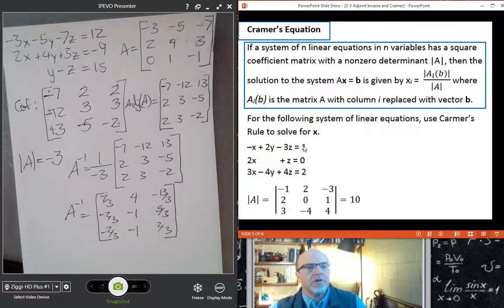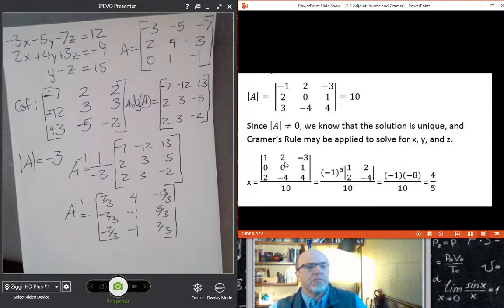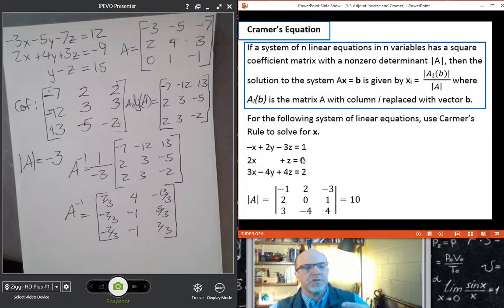Why 1, 0, 2? 1, 0, 2 are the values that each one of these three equations is equal to. So 1, 0, 2 is put in place of column 1 in matrix A because we're solving for x. If we were solving for y, we would switch out the second column for 1, 0, 2. And solving for z, we would switch out the third column. So whichever variable you're solving for, that's the column that you switch out and replace with these constants 1, 0, 2 from the three equations, three unknowns.